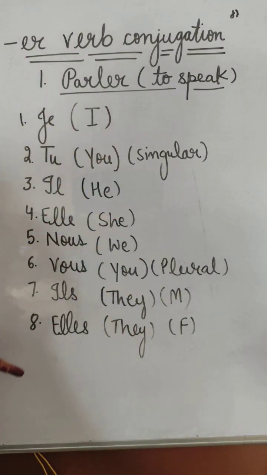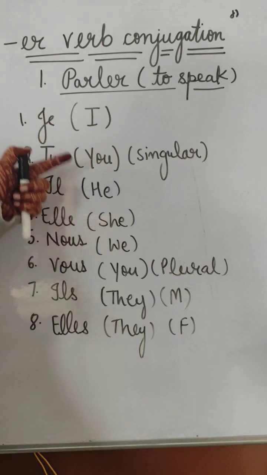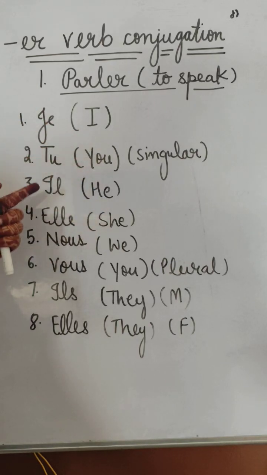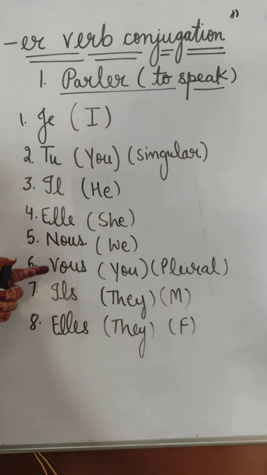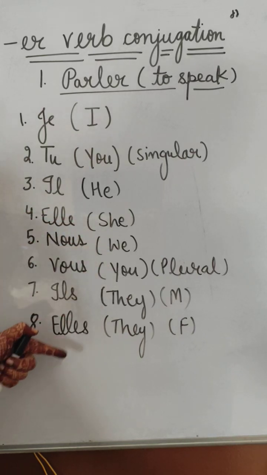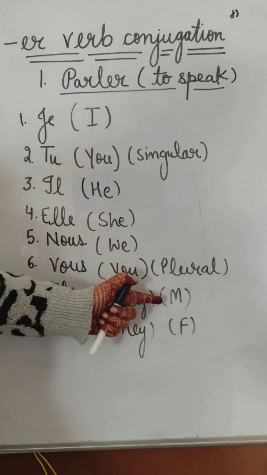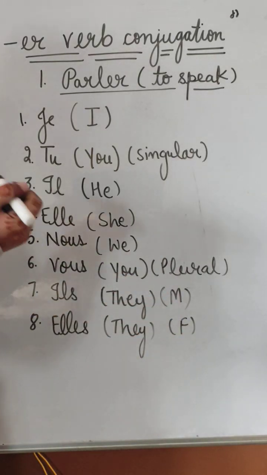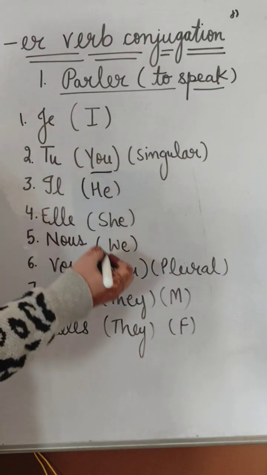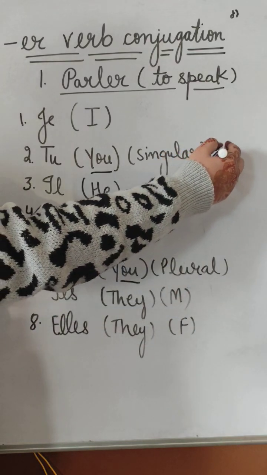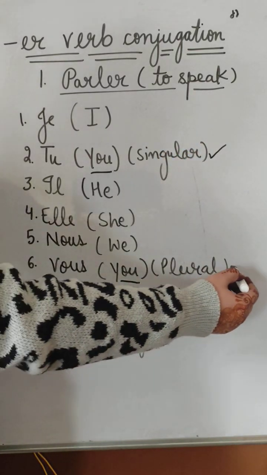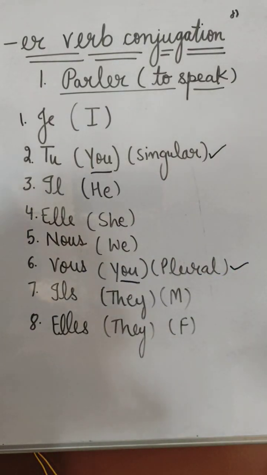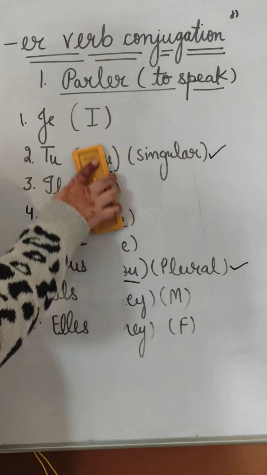Let me erase the meanings. I hope the meanings are clear. Je means I, tu means you, il means he, elle means she, nous means we, vous means also you, and ils and elles are they in the masculine and feminine form. Now some students get confused. This is you and this is also you. So this is you in the informal way and in singular form. And this is the you in plural form as well as in the formal way. Okay. So let's start the conjugation.